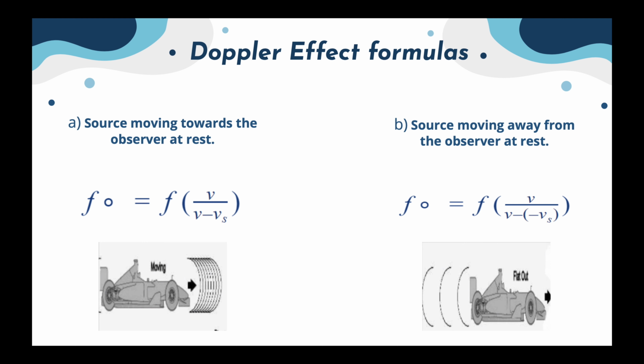Whereas in situation B, the source is moving away from the observer, which is at rest, so the velocity of the observer is 0. This means that we can eliminate the observer's velocity from the equation, but this time the source is moving away from the observer, so its velocity is negative, and this is to indicate the direction. So the equation becomes as follows. Observed frequency equals actual frequency times the velocity of the sound waves over the velocity of the sound waves minus the velocity of the source, which is negative.